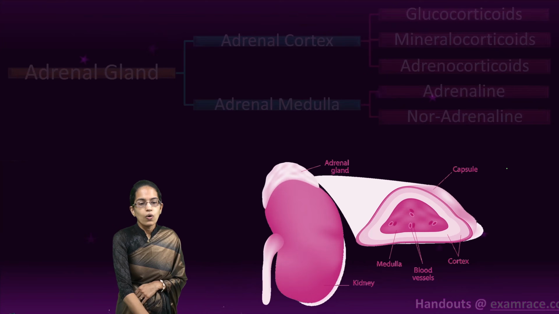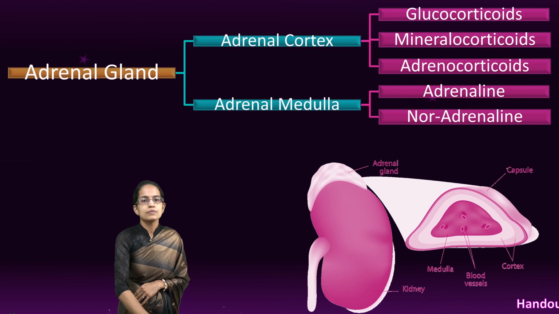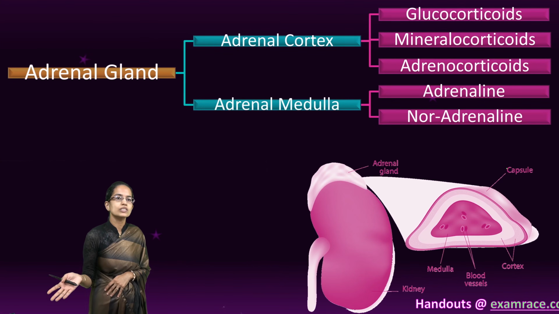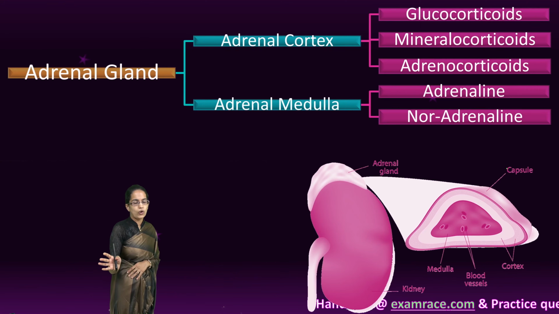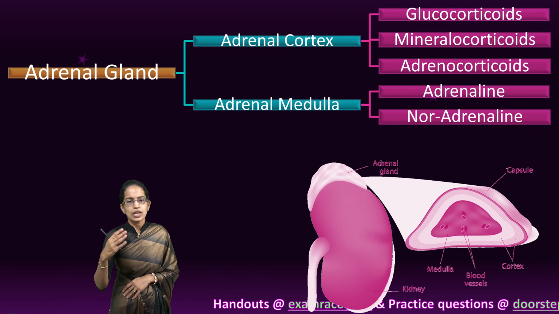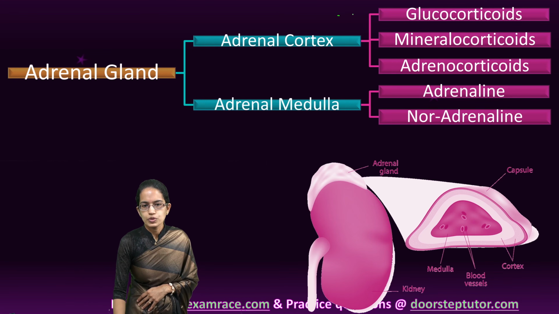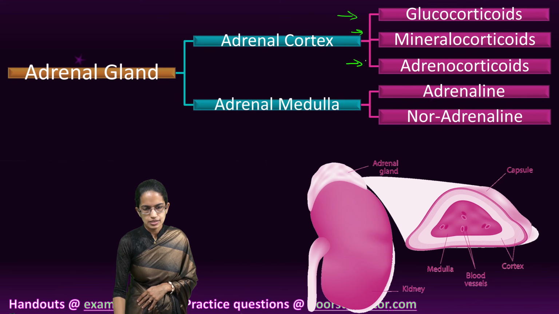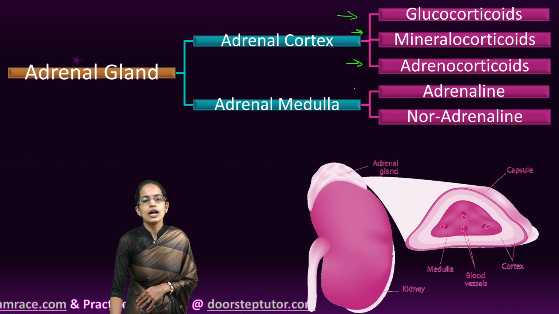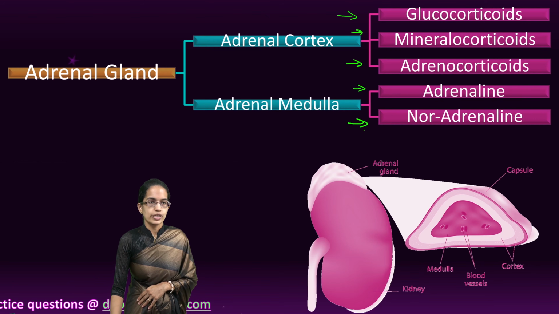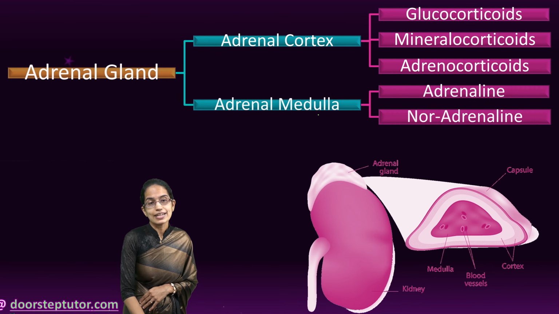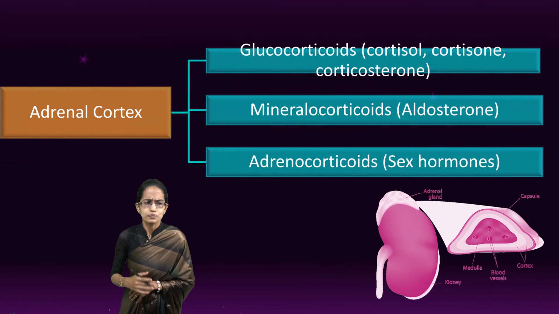Now coming next is the general classification: what is secreted by the cortex and what is secreted by the medulla. The cortex, as I mentioned, secretes three of those, and we will understand these one by one. Then the medulla secretes adrenaline and noradrenaline, the fight and flight response system, as we know.